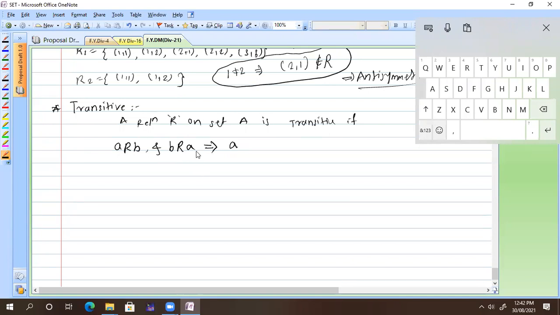I'm just going to take 3 elements. Give me a minute. If A is related to B and B is related to some C, this should imply A is related to C. Got it? Yes, sir. If A is related to B, B is related to C, then you should have A related to C.